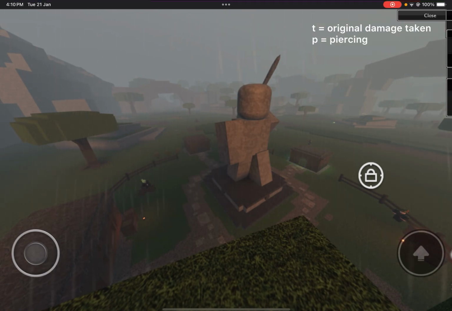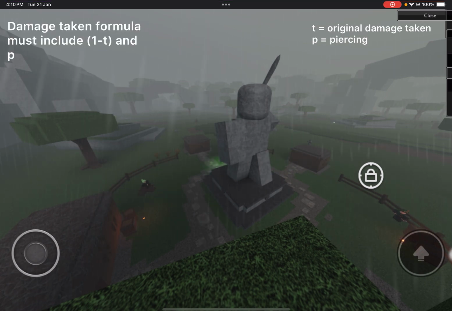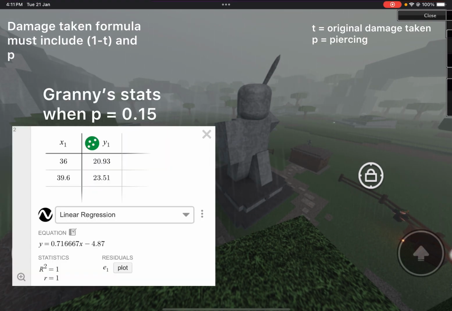To kick us off, we must first realize that our formula must include the terms 1 minus t, where t is the original damage taken, and p, which is piercing. We will first find how piercing changes with damage taken. So let's use the graph we plotted for Granny from last time, where piercing is 15%. The formula is 0.16666 repeating x minus 4.48.